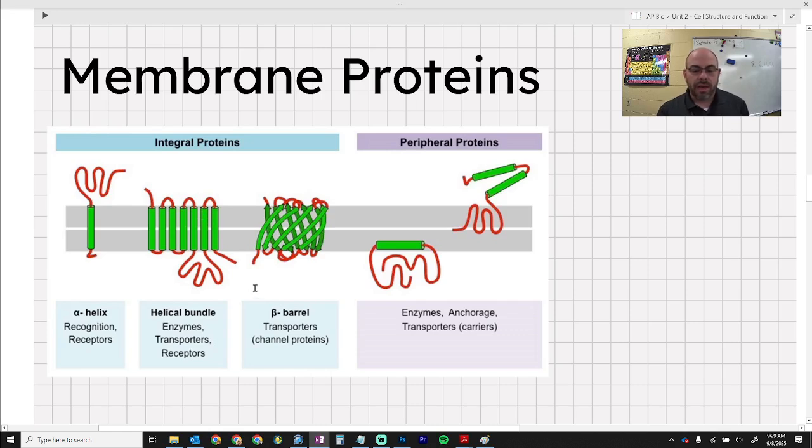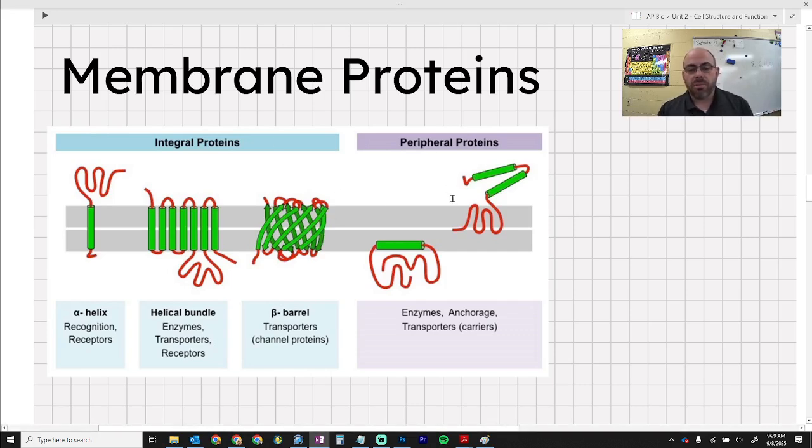These two little gray lines are supposed to represent that bilayer. See how these proteins go all the way through. And a peripheral protein is on the outside. It's kind of like your peripheral vision, right? It's on the outside. You can't see it. It comes into your periphery. Get the idea. Integral, all the way through.